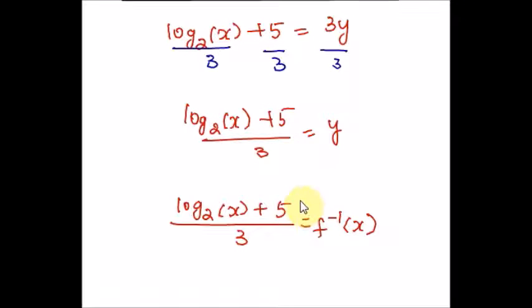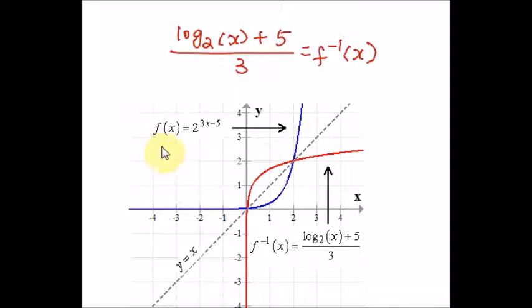If we graph the original exponential function and its inverse on the same xy plane, they must be symmetrical along the line y equal to x, which they are. Let me show you the graph too. This is our original function, the blue graph, and f inverse of x is log base 2 of x plus 5 over 3, and I have drawn this graph in red. I have also drawn the line y equal to x. Just to make a difference, I have used a dotted line. And after drawing this line, you can notice the symmetry.